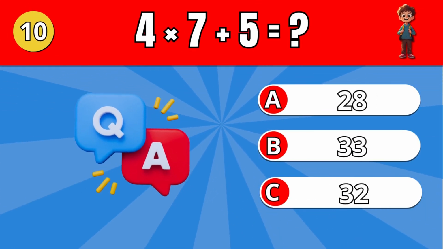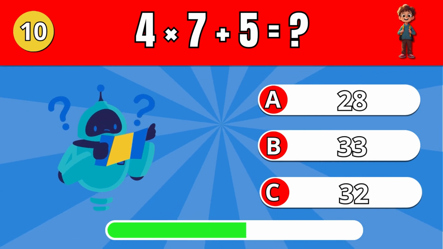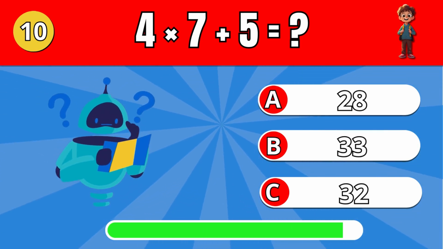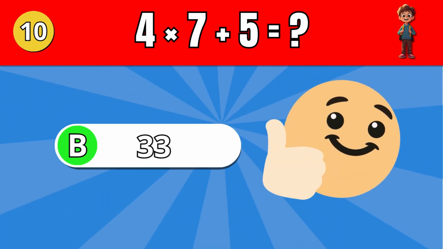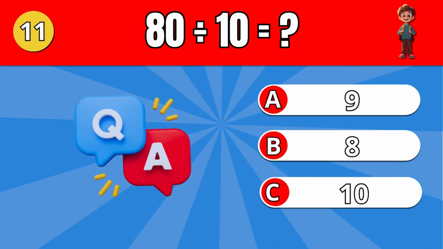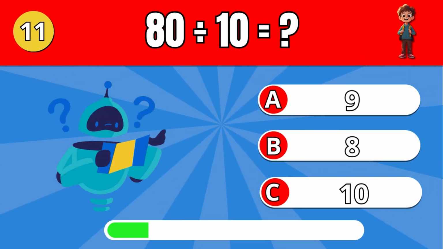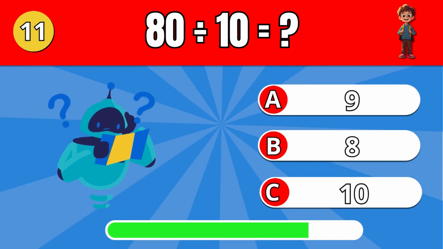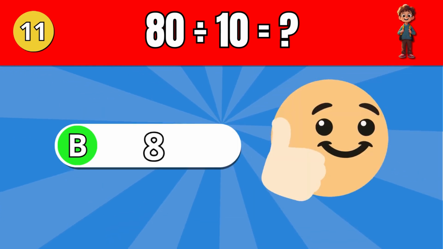What is 4 times 7 plus 5? B33. What is 80 divided by 10? B8.